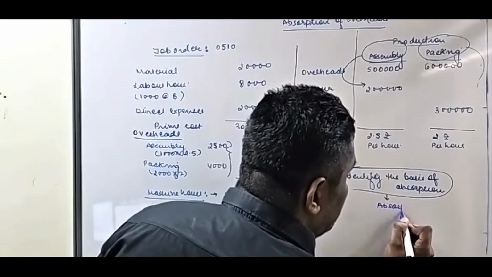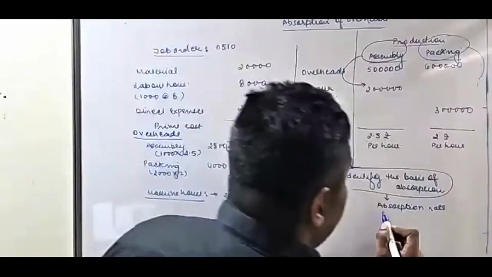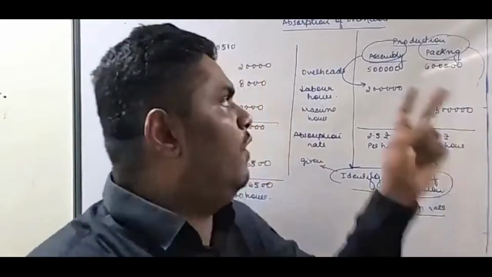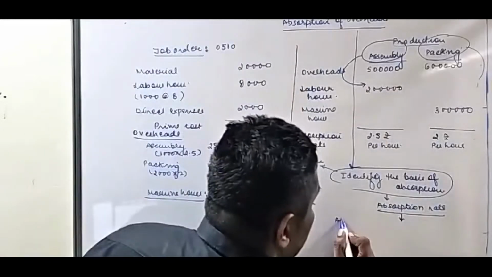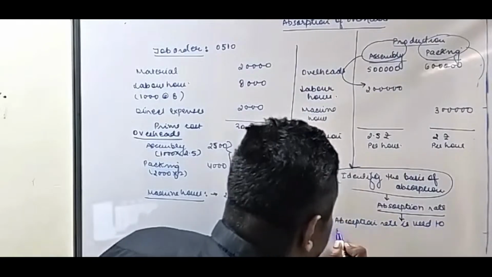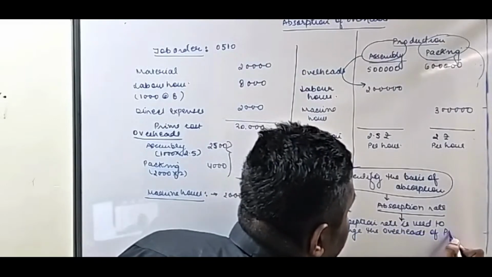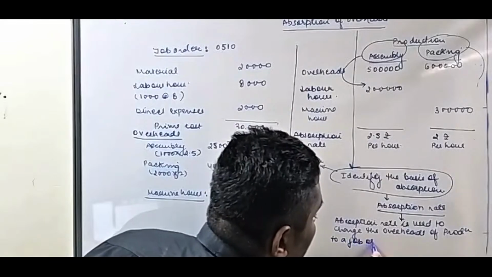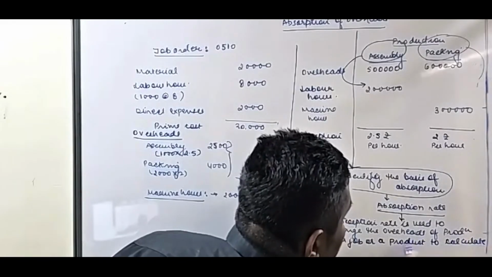Thereafter, you have to calculate the absorption rate. And then the last part, after calculating the absorption rate, that rate will be used to charge the overheads of the production department to a particular job or to a particular product to calculate the total cost. So the absorption rate is used to charge the overheads of the production department to a job or a product to calculate the total cost.